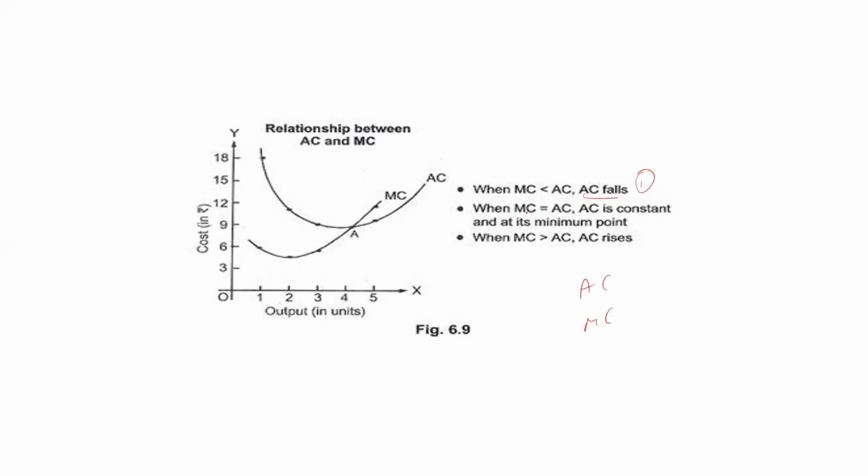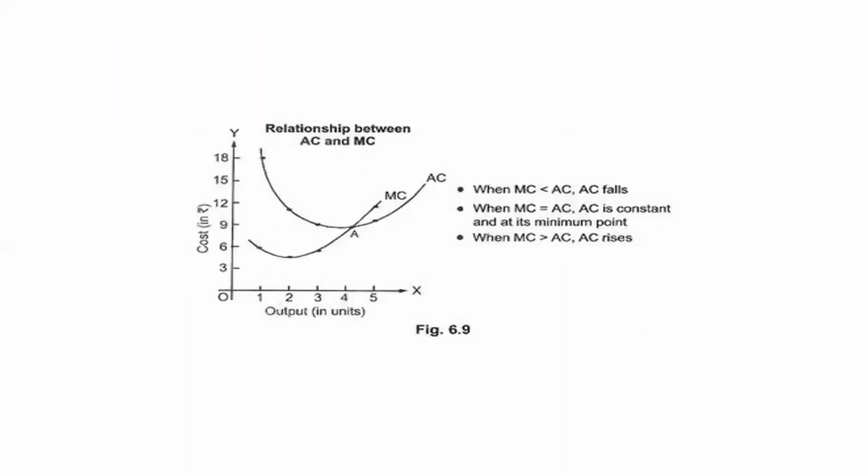The second relationship is that MC and AC are always equal at the point where AC is at its constant, minimum point. And after that, when MC is greater than AC, then AC starts rising. So this is the relationship between AC and MC. You can see from the figures that they both are U-shaped curves. So this is why it is said that they are U-shaped curves, and we have to understand these in this way. So that was all the information.